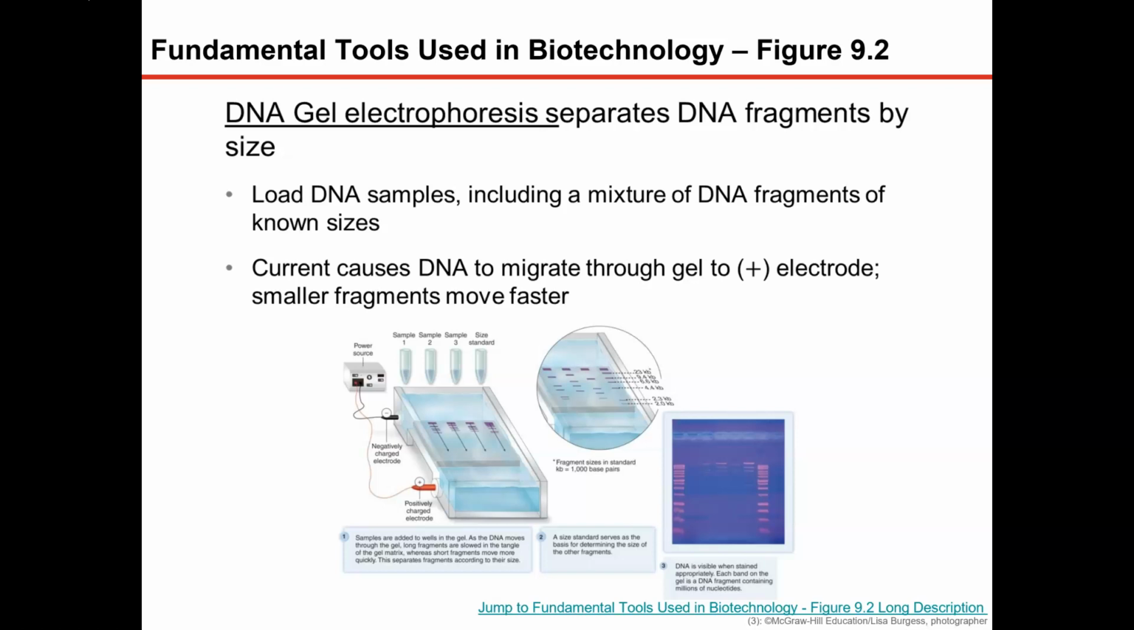In the end, you're going to get a series of lines that are associated with different sizes, and then you can look at fingerprints of a suspect, or you might look at if there's a positive or a negative mutation within some DNA. You might see the paternity of an infant. All of those things can be determined by using gel electrophoresis.